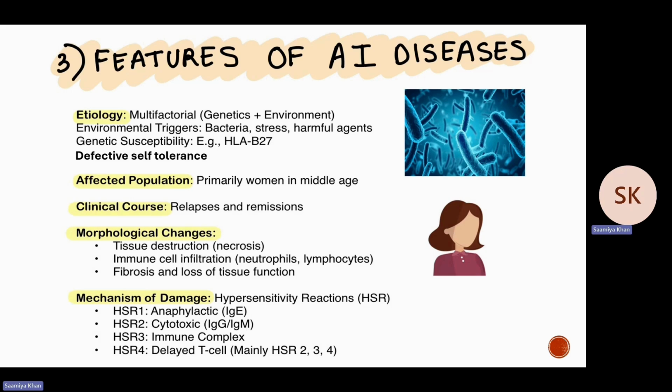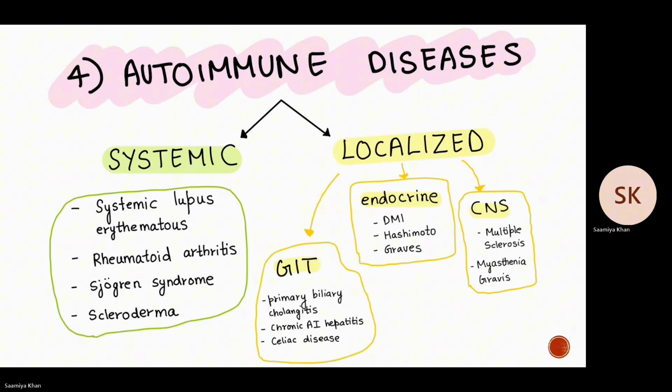So do not mention in detail. It's just mechanism of damage, hypersensitivity reactions 1, 2, 3, 4. Done. Next. The fourth thing, after mentioning the definition, the self-tolerance mechanisms, the features, we come to autoimmune diseases.